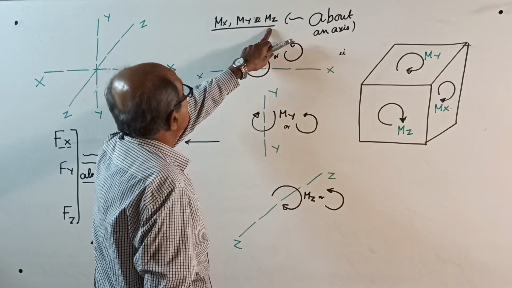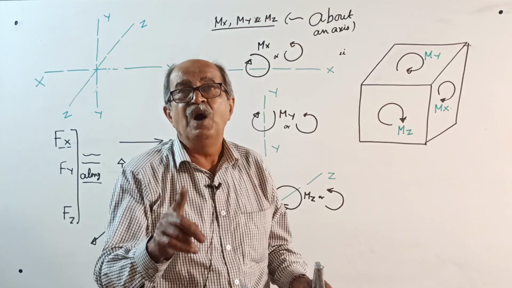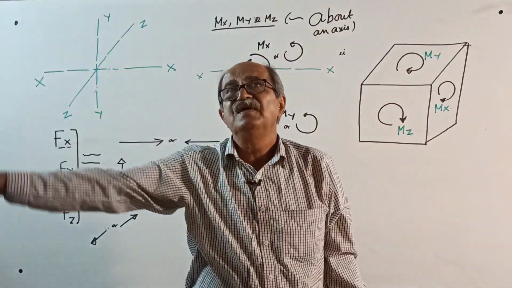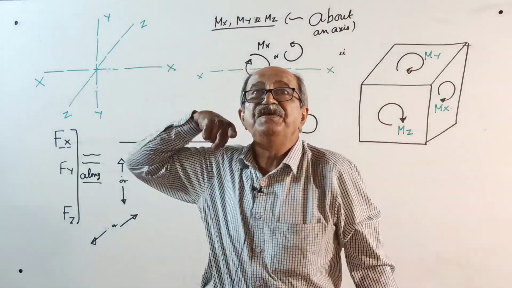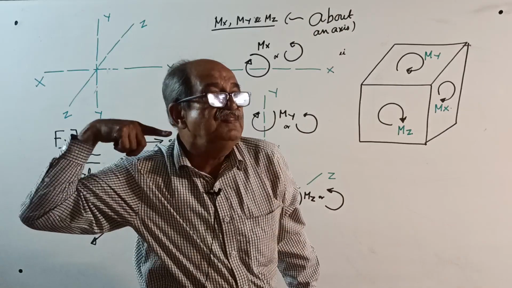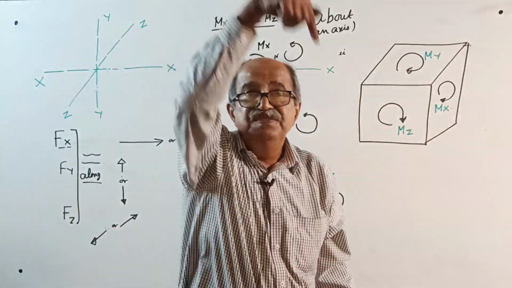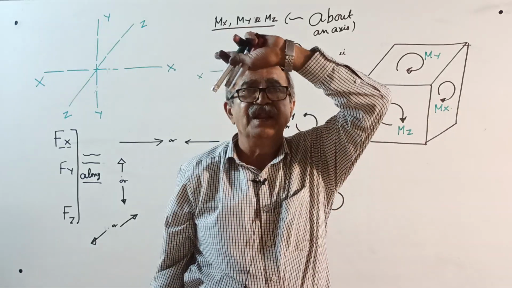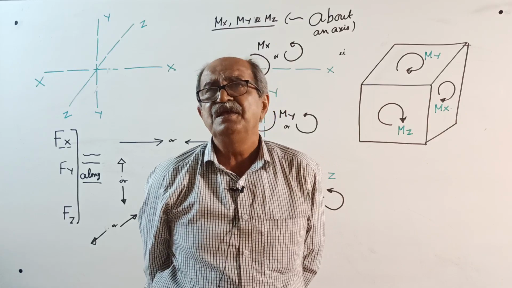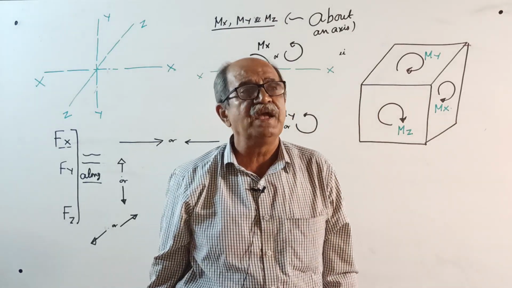Moment Mx. I already explained how to decide. If the moment is like this, this is the axis. If the moment is like this, this is the axis. Go back to the earlier class. I gave a hint there, the definition, how to define the axis as per physics and also engineering mechanics.